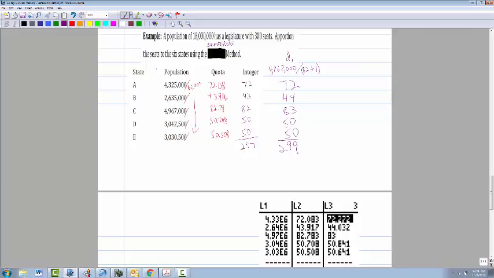Too few. So this is what we have to do for our next modified divisor. We have to take the largest population and do a second test. Not dividing by 82 plus 1, but dividing by 82 plus 2. That's what that formula meant, because I'm still too low. It still didn't quite work out.